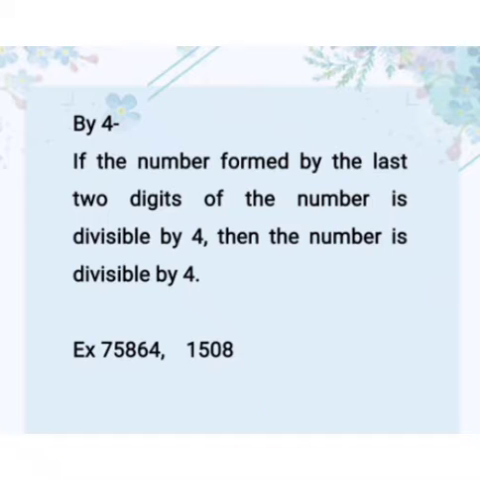In 1508, see the last two digits in this number are 0 and 8. So 0 we will not take, we will just take 8, and 8 we know 4 2s are 8. So the full number 1508 will be divisible by 4.